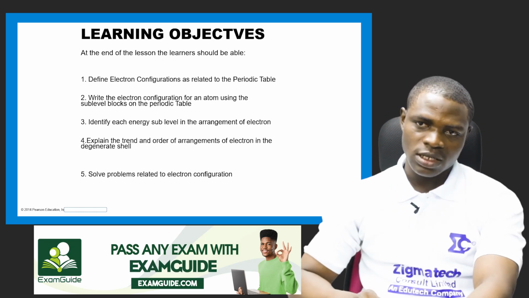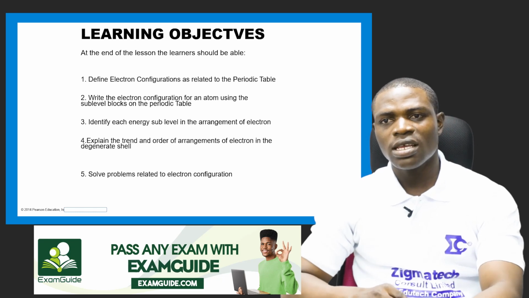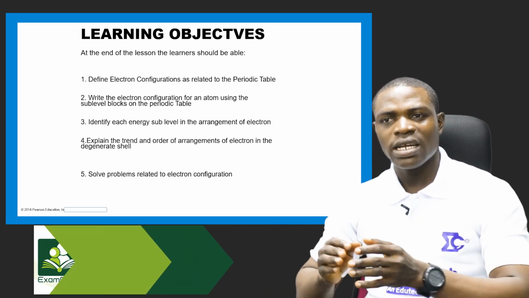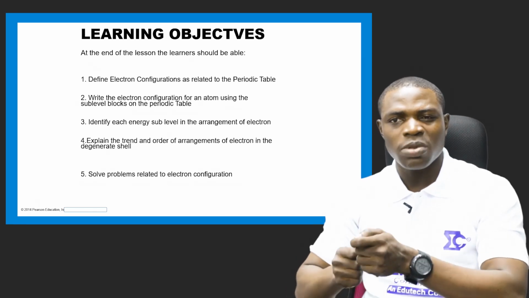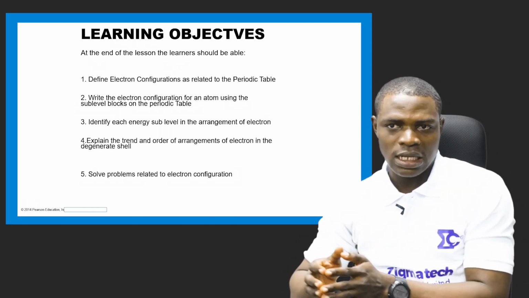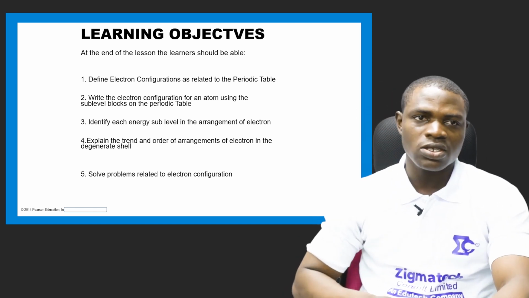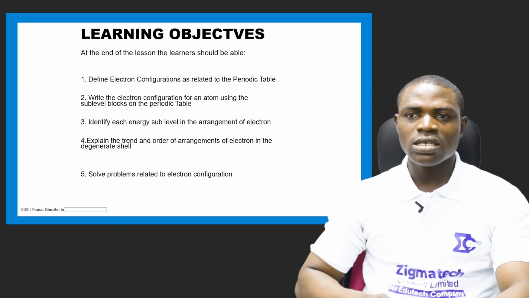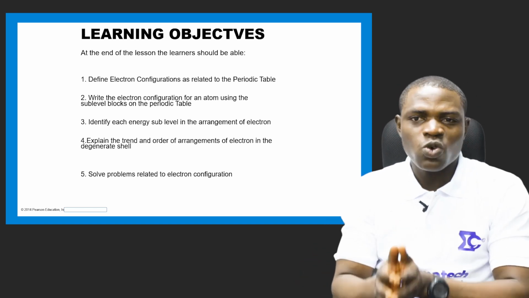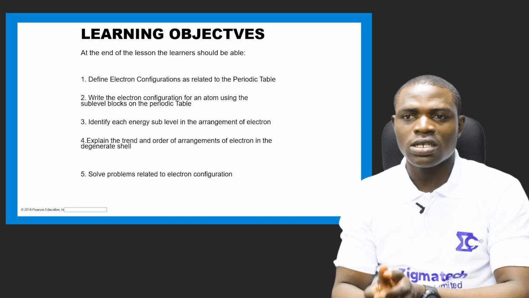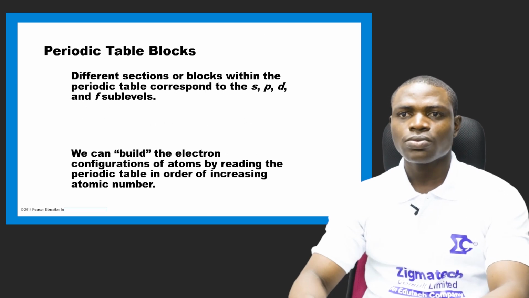3, at the end of this lesson, you should also be able to identify each energy sublevel in the arrangement of electrons. 4, you should be able to explain the trend and order of arrangement of electrons in the degenerate shell. And lastly, you should be able to solve problems as related to electron configuration. So let's give it a go.